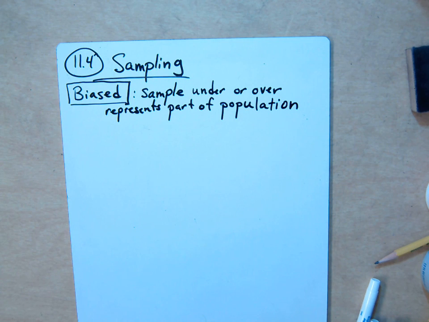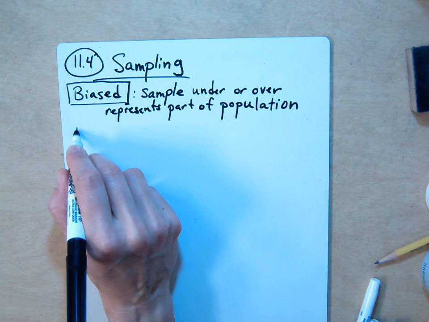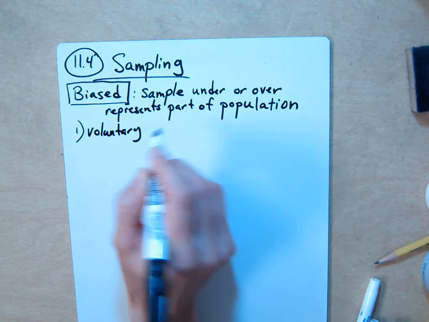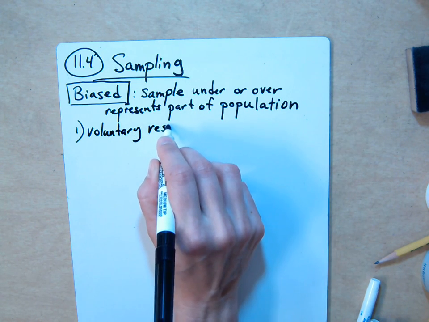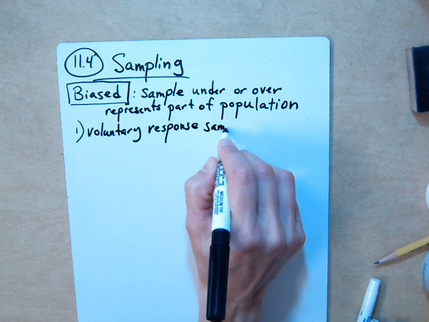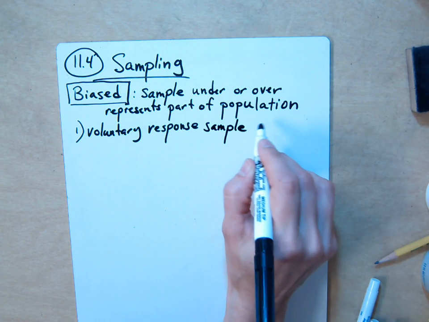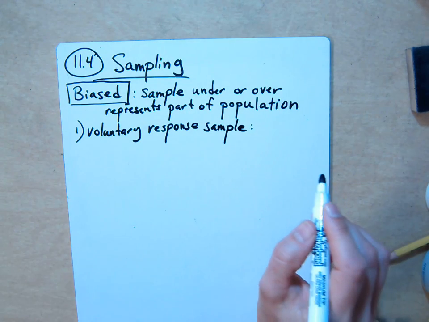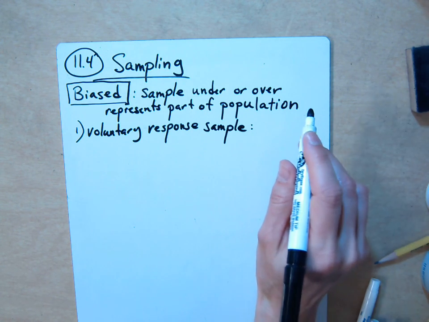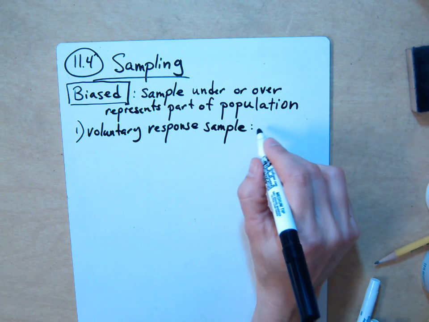So maybe we're only sampling the wealthy students from wealthy families. Then our data is biased. So there's 2 types here. There's voluntary response sample. So that'd be something like a radio station asking people to call in, and when you do a voluntary response sample, people choose themselves by responding voluntarily.